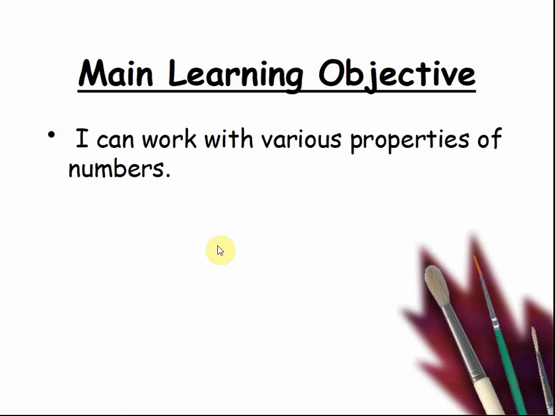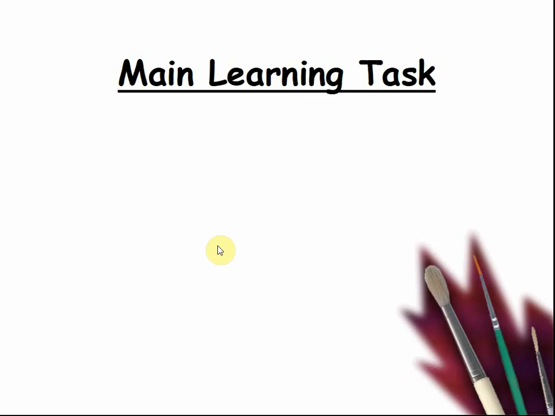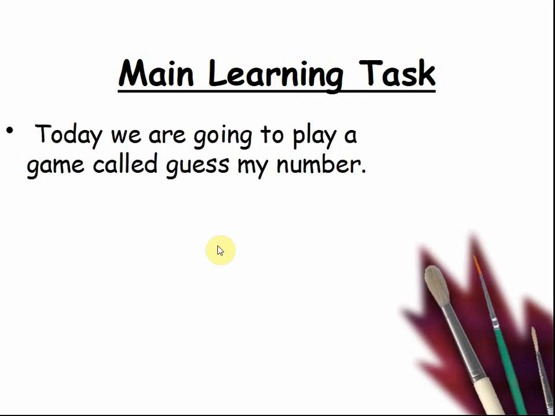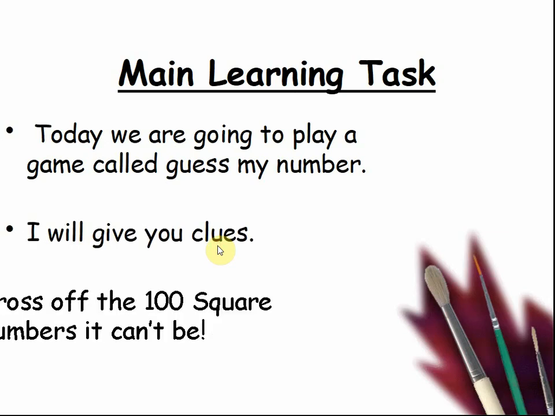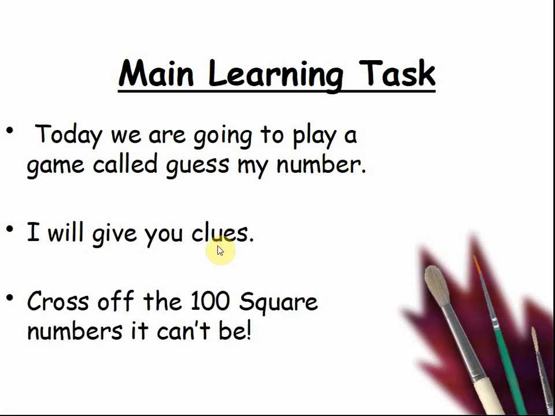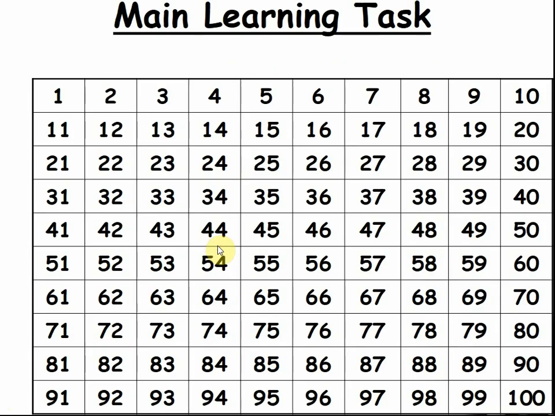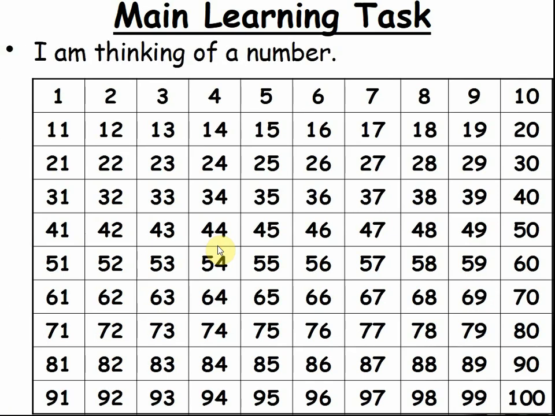Main learning objective: I can work with various properties of numbers. Main learning task. Today we're going to play a game called Guess My Number. I will give you clues. Cross off the 100 square numbers it can't be. Here is my 100 square. I'm thinking of a number. Can you guess what it might be?